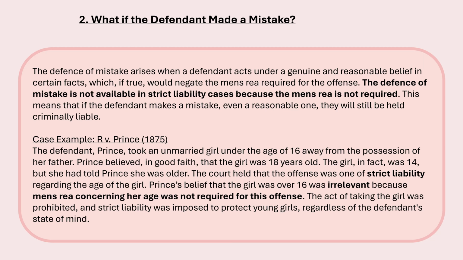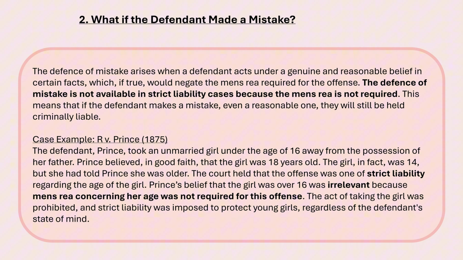The defence of mistake arises when a defendant acts under a genuine and reasonable belief in certain facts which, if true, would negate the mens rea required for the offence. The defence of mistake is not available in strict liability cases because the mens rea is not required. This means that if the defendant makes a mistake, even a reasonable one, they will still be held criminally liable. We can see this in the case of Prince.